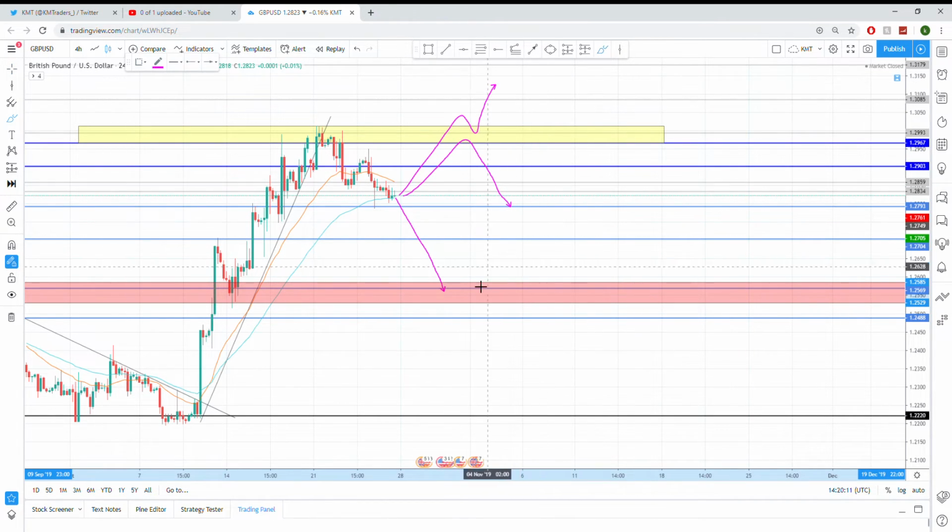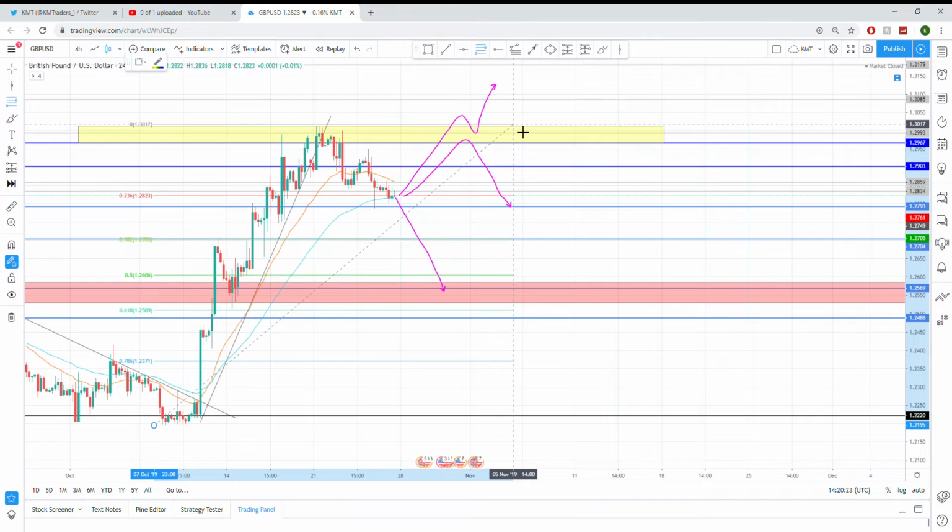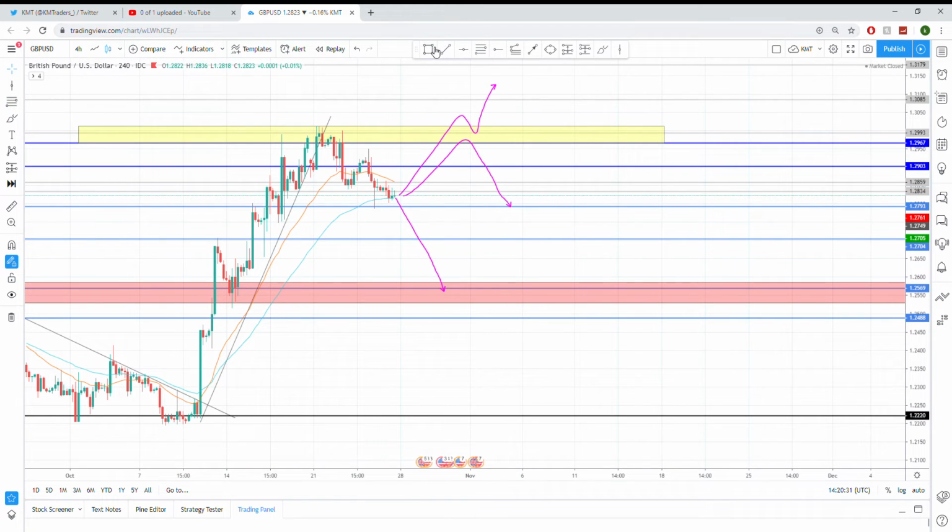Now, this area is also at confluence with other support areas here as well. So there's a lot more confluences in here, and I do believe this is also a fib retrace, roughly in between the 0.5 and 0.618 retracement. There's a lot of confluences around this area, so that's why I'm paying attention to this point.